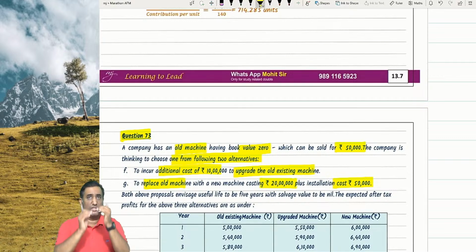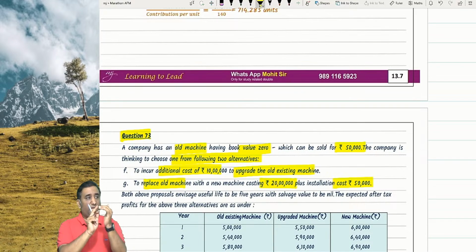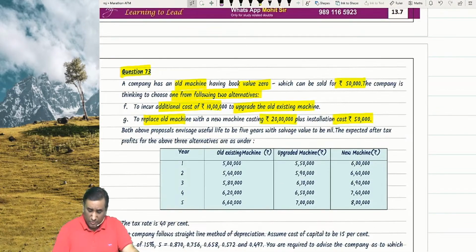So generally what we do is, old and new, we take a decision. This is old, then we have old plus upgradation, old versus new. So two combinations we have basically. Both proposals envisage a useful life of 5 years with salvage value nil, and expected after tax profits, that is PAT, from the above three alternatives: old machine, upgraded machine and new machine.